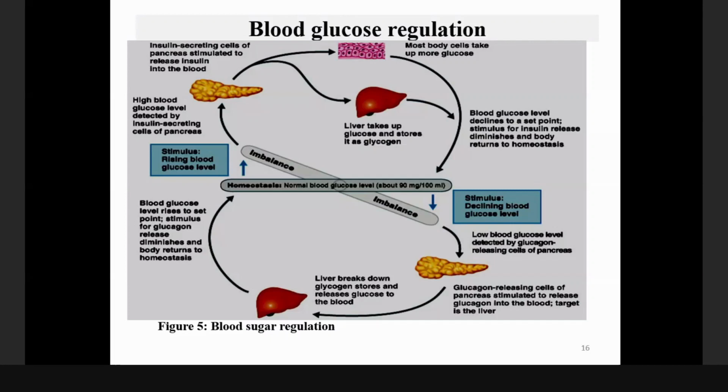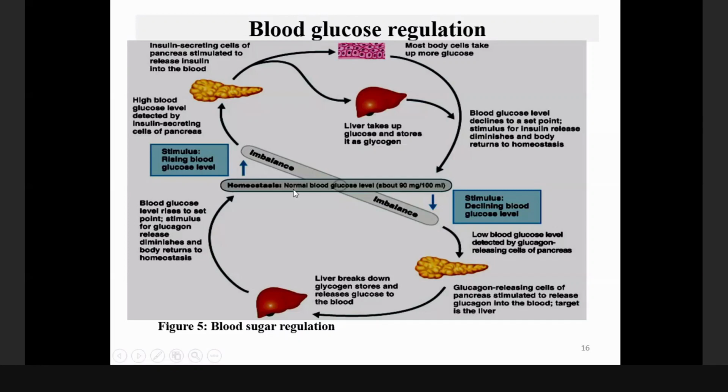Then the alpha cell, not the beta cell. The beta cell produces insulin, but now the alpha cell produces glucagon, and that glucagon antagonizes the effect of insulin, so that glucagon increases the blood glucose level. How? Because glucagon makes your liver release the glucose stored before. Then that glucose is released into the blood, and your blood glucose level is increased. Then our homeostasis is normal, mainly the blood glucose level.